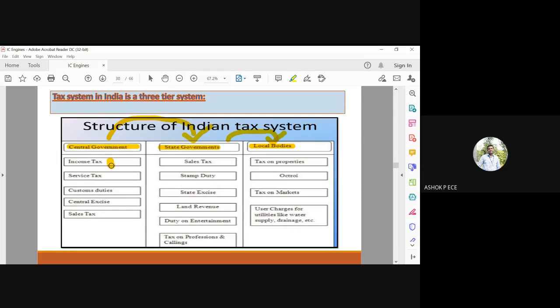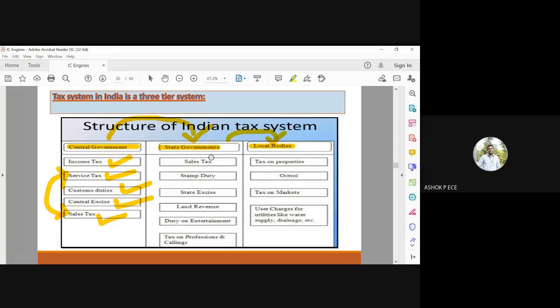So in central government, you have income tax, which is paid by individuals; service tax, which is called as GST; custom duties. So goods which are coming from outside country or goods which are exported to outside country, they come under custom duties, and central excise, and finally sales tax. So goods sales and service tax it is actually combined now. It is called as GST. So you have GST in place of these two tax.